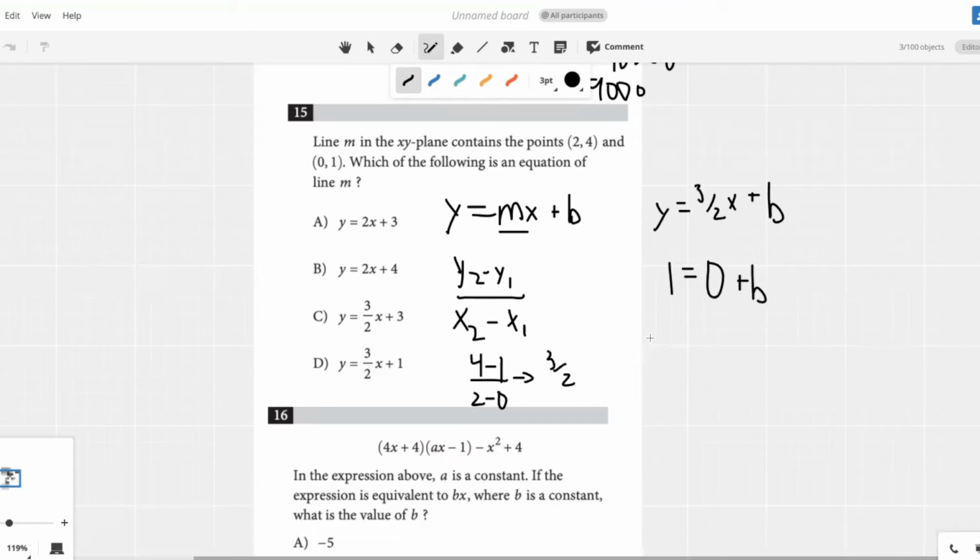So now we can construct the final equation, which is y is equal to 3 over 2x plus 1. So that's going to be our final answer, and that corresponds to answer choice D. So that's how you do number 15.